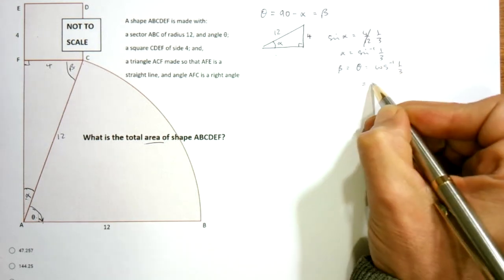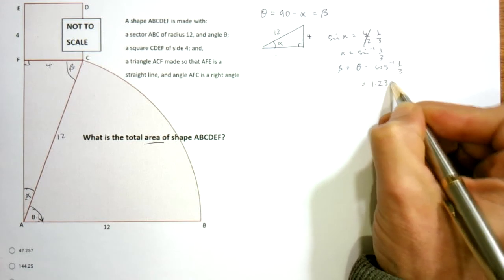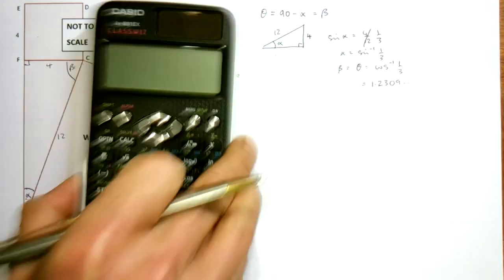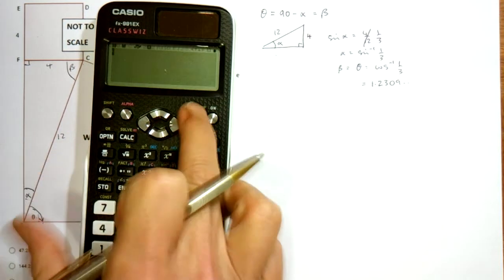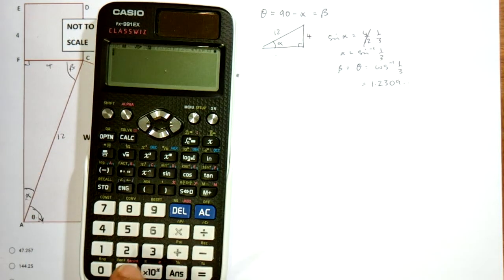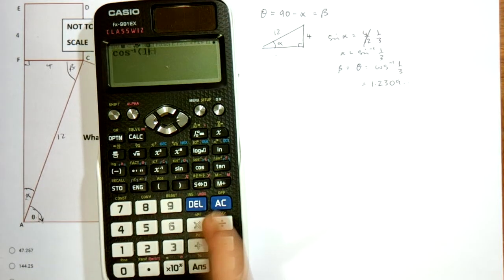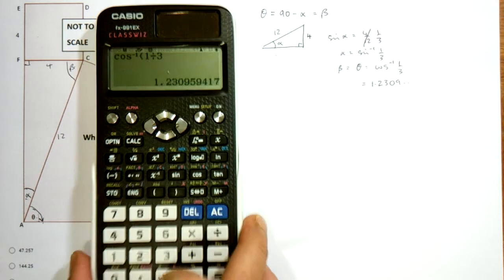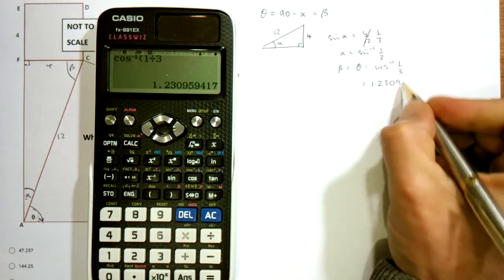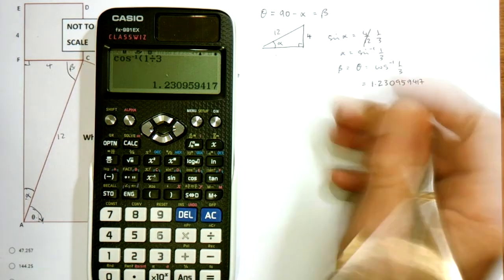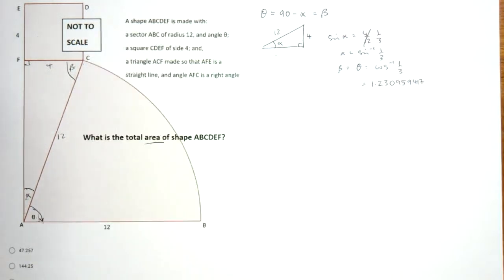And in radians, that's 1.2309 something or other. I think shift menu to 2, shift cos 1 divided by 3, 1.2309, 59417. And once we know that, the area I think is fairly straightforward.